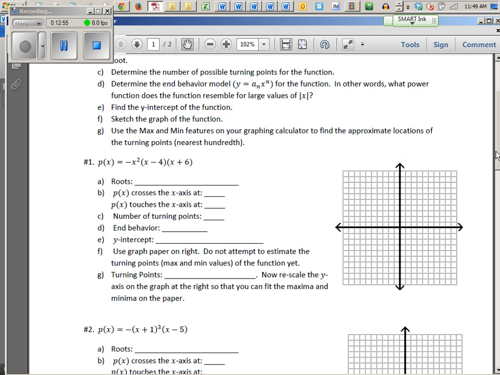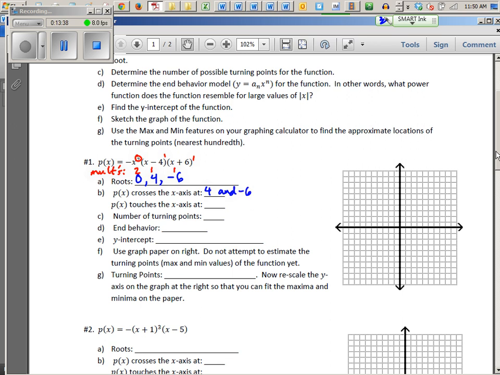So what are my roots on number 1? 0, 4, and negative 6. And the multiplicities? 0 has multiplicity what? 2, right? Because it's squared. 4 has multiplicity 1, and negative 6 has multiplicity 1. Yeah, because there's ones here that no one would write, except me. I'll write them. Okay, so we know then that p of x will cross the x-axis at 4 and negative 6, right?